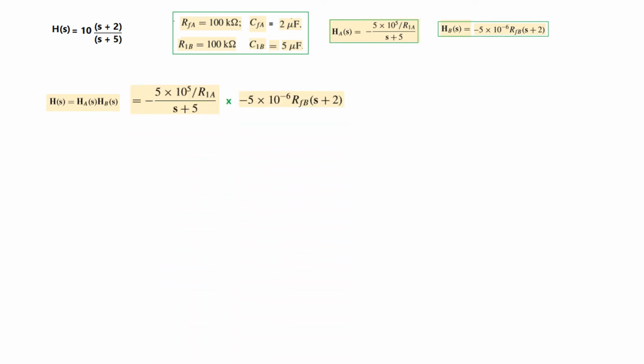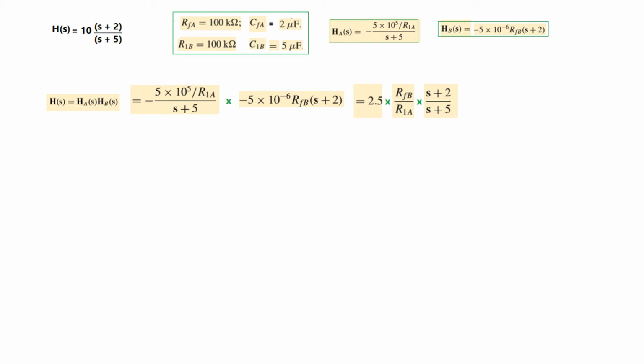So let's plug in the values of HA(s) from here and HB(s). And if we solve, we get these two terms: 2.5 multiplied by RFB divided by R1A, and multiplied by (s + 2) divided by (s + 5).